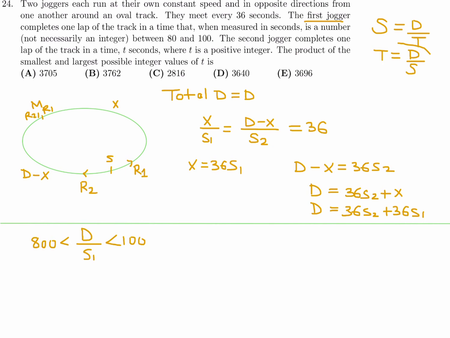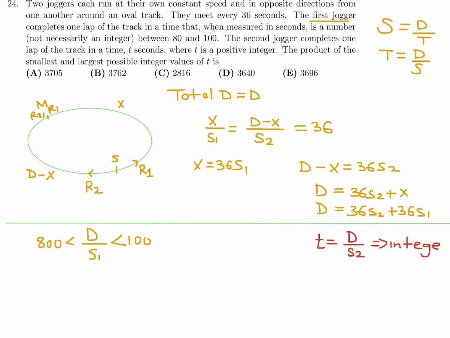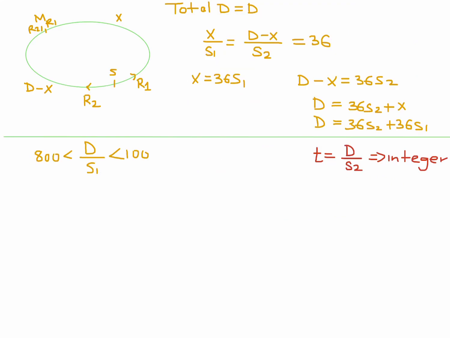And for the second runner, it's also using this formula right here, and that formula is d over S2. They're calling that t, small t, and they're saying that it is equal to an integer. All right, so we have to now work with this.